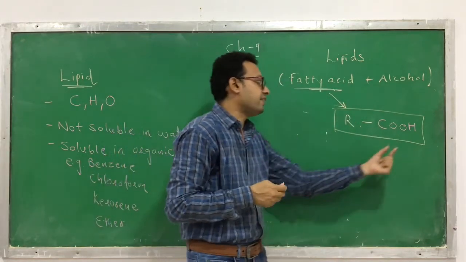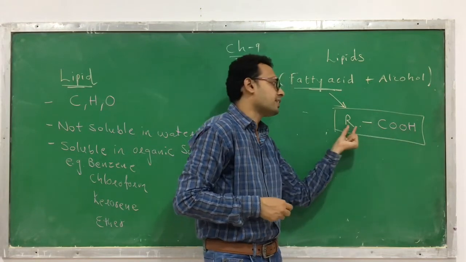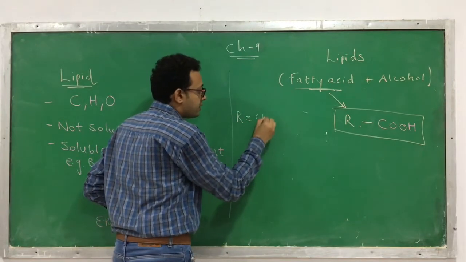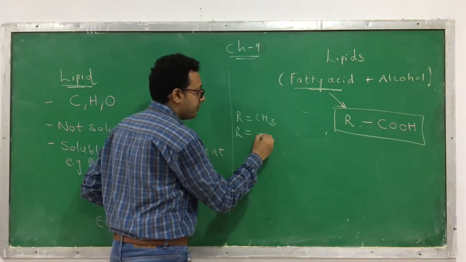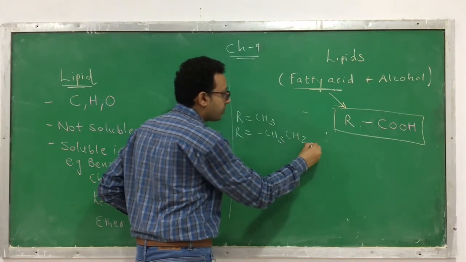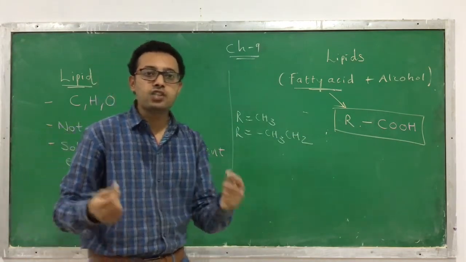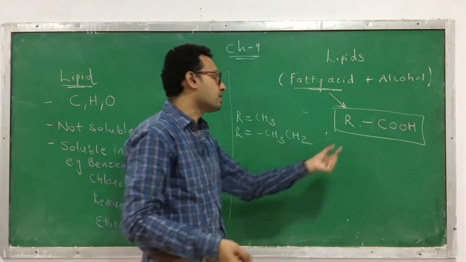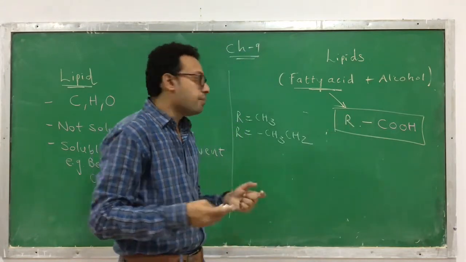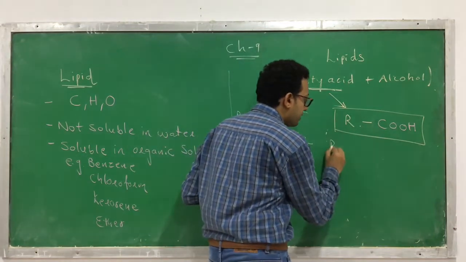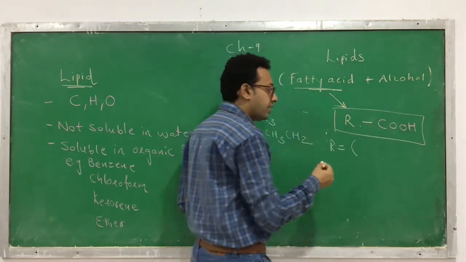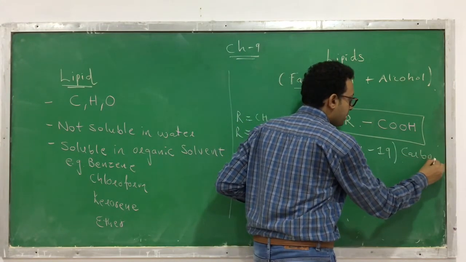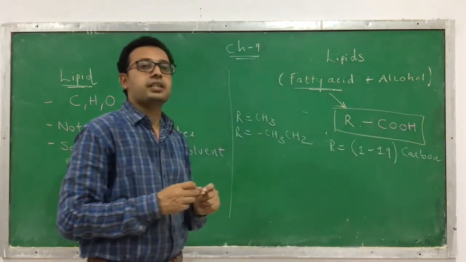So what is a fatty acid? A fatty acid contains a carboxylic acid group attached to an R, where R can be anything. R may be a CH3 methyl group, or CH3CH2 ethyl group, or the number of carbons may vary. In short, R is a long alkyl chain. The number of carbons in this alkyl chain R may be 1 to 19. How many carbons can be present? 1 to 19 carbons.